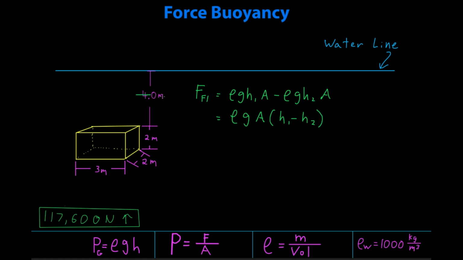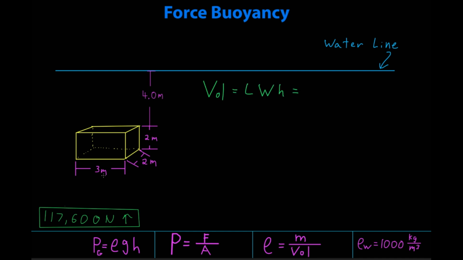For force buoyancy, how deep the object is does not matter. It could be 2 centimeters below the waterline or 1,000 meters below the waterline. Does not matter. The only thing that matters, as I'm about to show you, is how much fluid is displaced. Watch this. Instead of looking at the individual surfaces, I'm going to look at the volume here. So it's length times width times height, 3 meter length times 2 meter width times 2 meter height will give us 12 meters cubed. So this is the volume displaced.